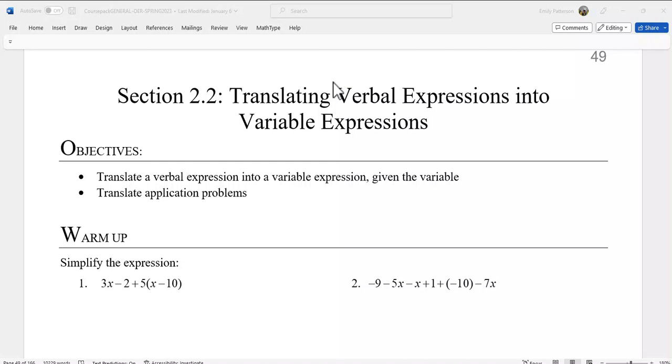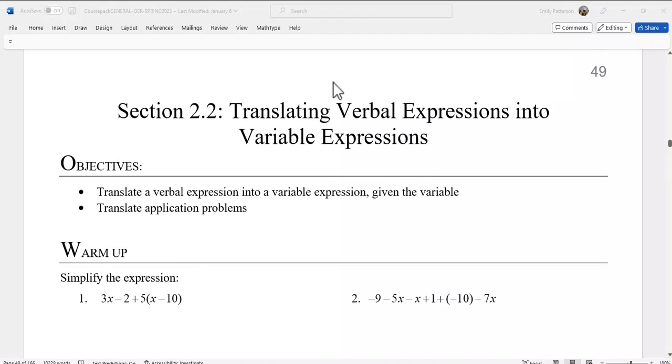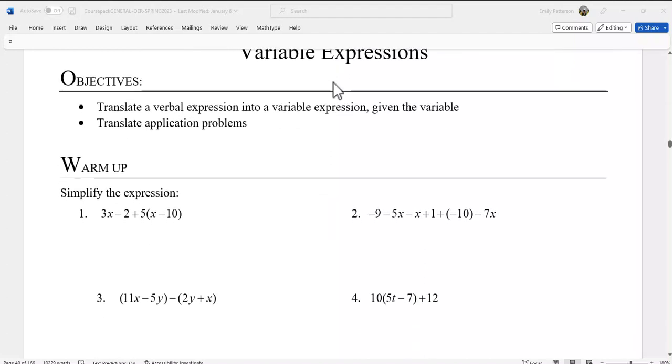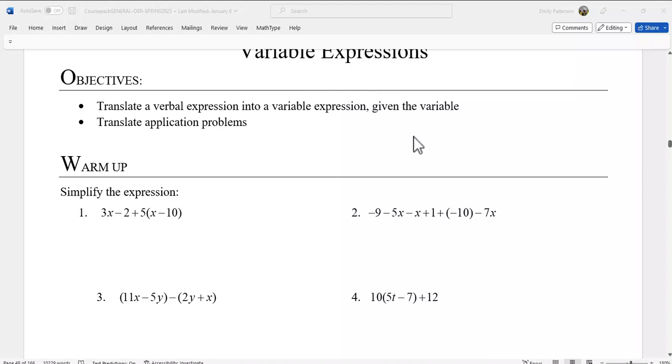So for today, we're going to talk about translating verbal expressions into variable expressions, and we've had a little bit of an exposure to this, but what I want to do first is get us warmed up by starting with these expressions here. So based on what we did in the last class, distribute, combine the like terms, and get your final answer. And what I'll do is I'll pause the video and then I'll put up the answers.